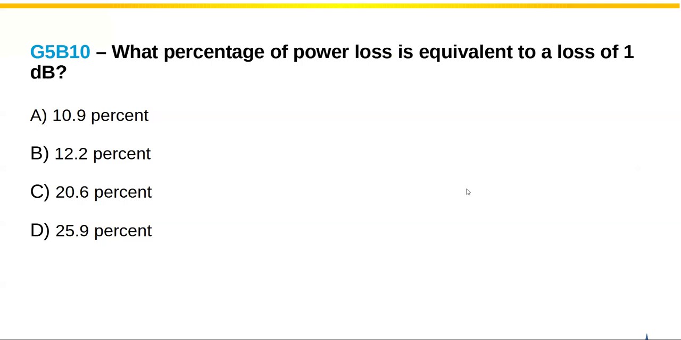This is the hard one. What percentage of power loss is equivalent to a loss of 1 dB? So what percentage of power do you lose if you have a 1 dB loss, which is fairly typical in your transmission line, even with a couple of connectors? 12%.